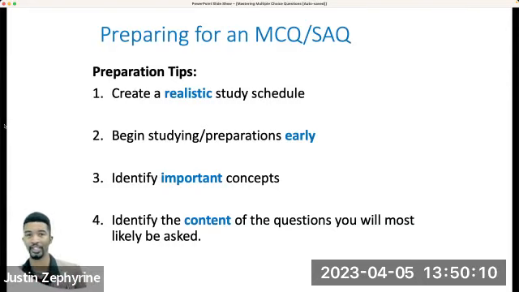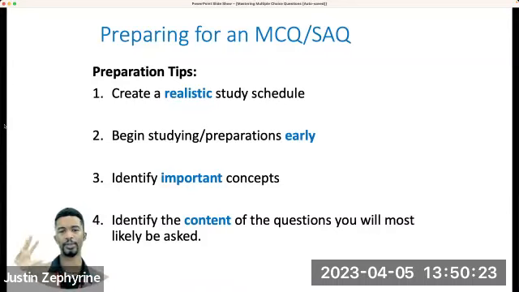In terms of preparation tips, you want to create a study schedule, all right, and stick to it. Now, this study schedule must be practical or realistic. By a show of hands, do any of you have a study schedule or study timetable that helps you put time aside for your different courses or exams?